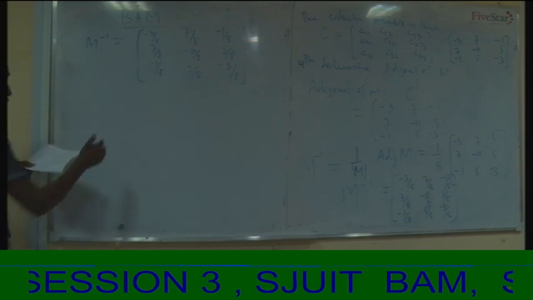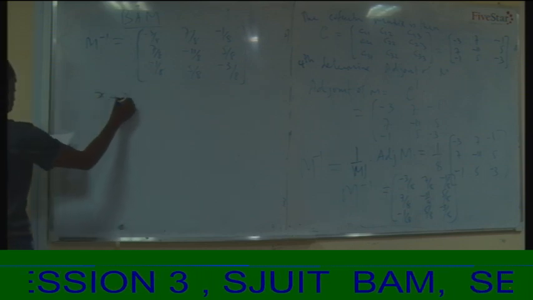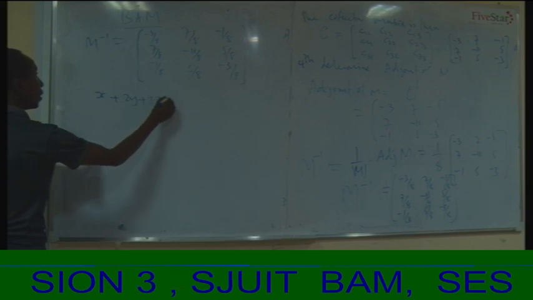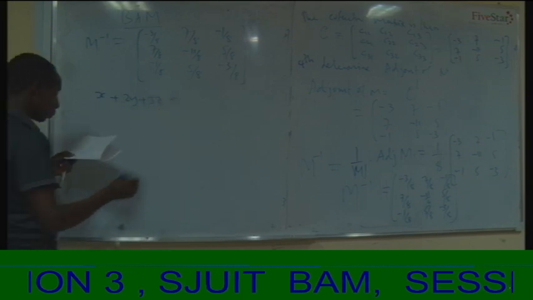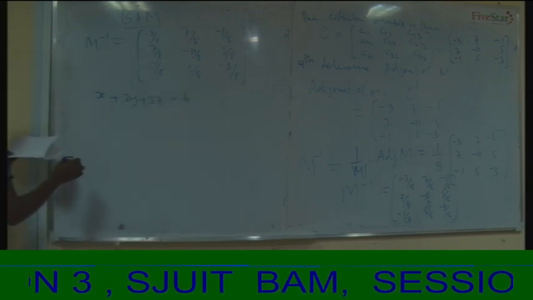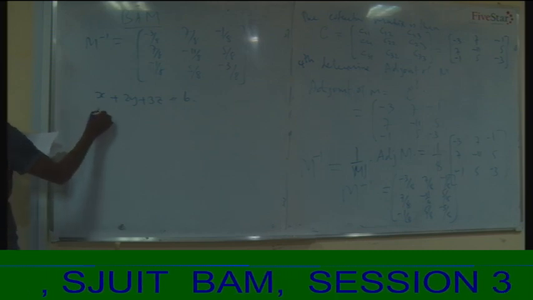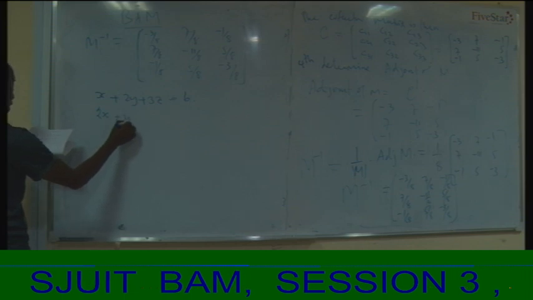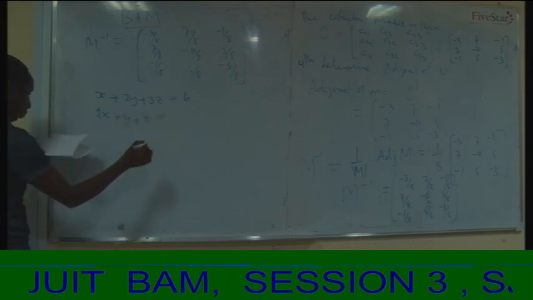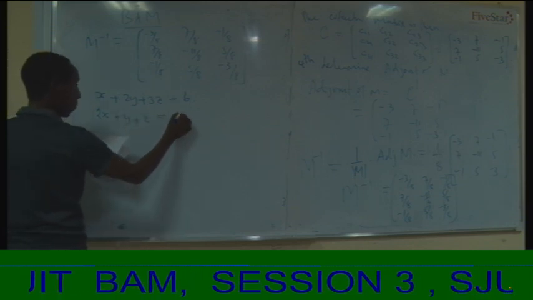The system of equations is x plus 2y plus 3z equals 6, and 2x plus y plus z equals 5.